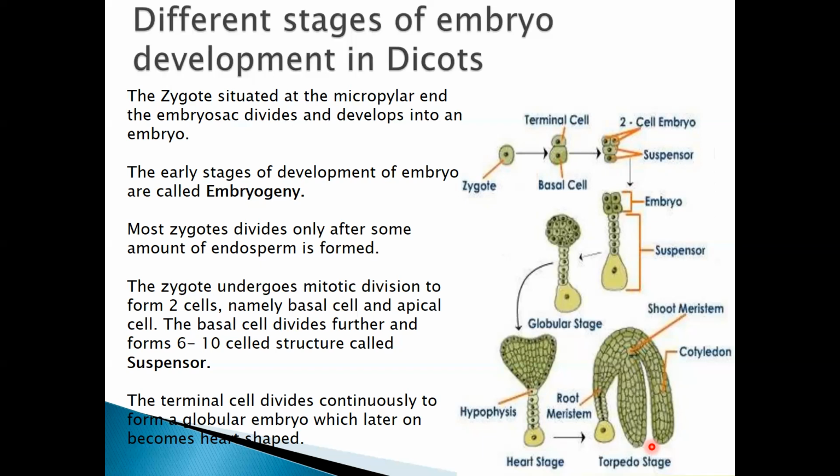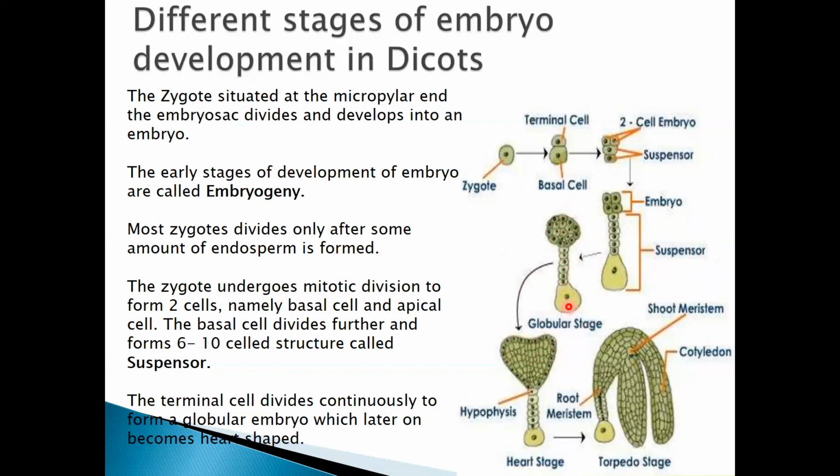The zygote first divides, that is the mitotic division takes place. It forms two cells, one is the apical cell, one is the basal cell. The apical cell divides into a two-cell embryo, whereas the basal cell will divide into a 6 to 10 cell structure. Those are nothing but called suspensor cells. Later, the embryo will form a globular structure, one round mass-like structure, and 6 to 10 suspensor cells are present.